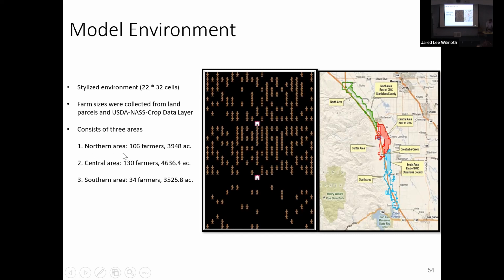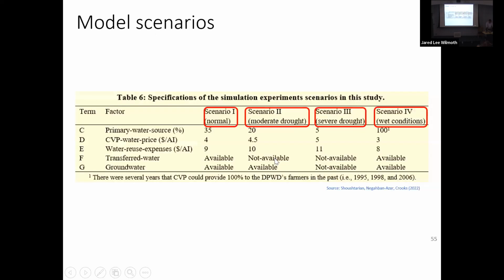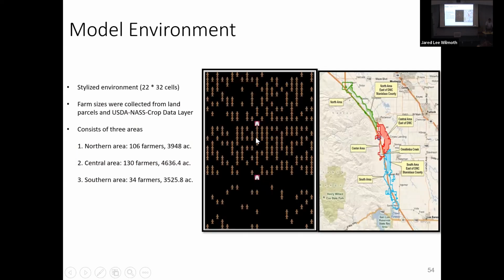If we divide the water district into northern, central, and southern areas, there are 106 farmers in the north, 130 in the central portion of this water district, and 34 farmers in the south. Each of those farmers is represented by an agent in the model. They have different characteristics in terms of the size of the farm, the crop type they are producing, and different socio-demographic characteristics.